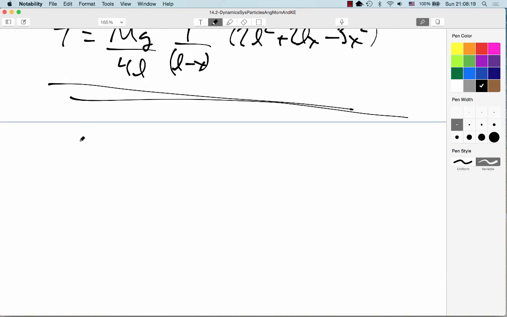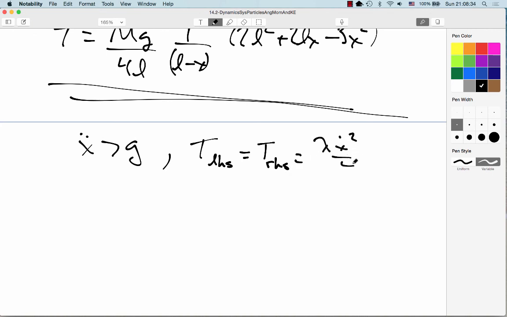So the results that we get out of this are that x double dot is greater than g. And I also just say you can show, I'm not going to bother here, but you can show that the tension on the left hand side equals tension on the right hand side, so right at that join, is equal to lambda x dot squared over 4. Okay, in the next video we will go ahead and explore the reduced mass.